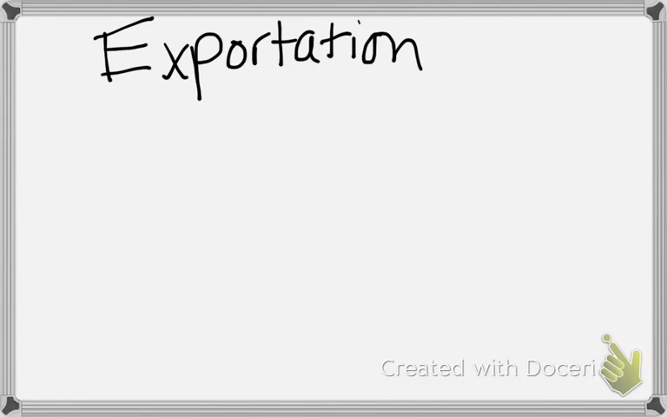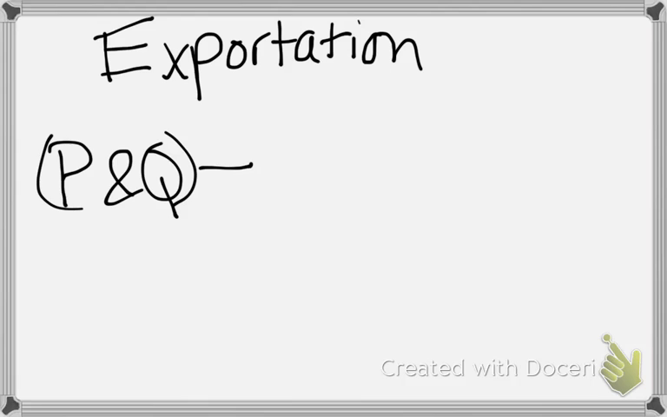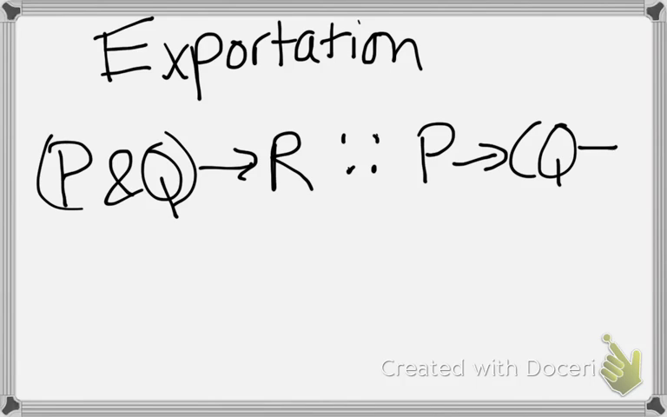In this lecture, we're going to talk about the rule of exportation. So the rule of exportation goes like this. If you have the formula P and Q, arrow R, then you can turn that into a more expanded version of this conditional. If P, then if Q, then R.